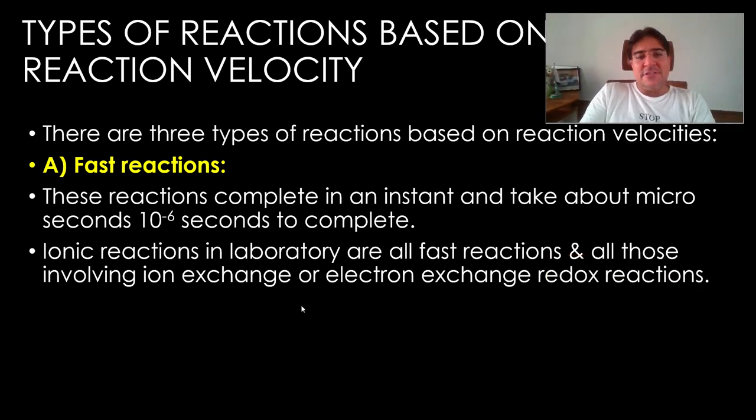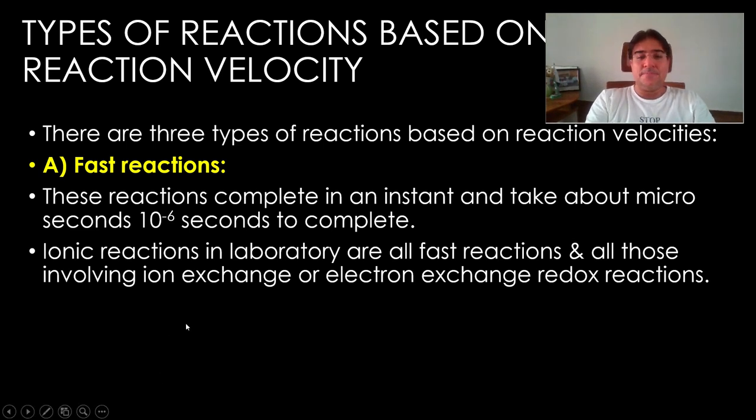So ionic reactions in the laboratory are very fast. They are redox reactions, oxidation reduction. Electrons are gained and they are lost. Electrons are very quick species, so obviously fast reactions. These are those reactions which are fast by nature and they are called fast reactions.